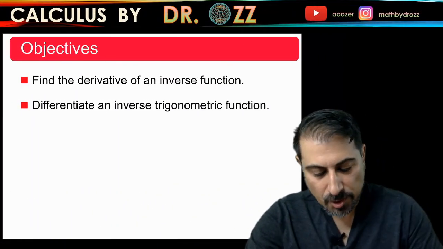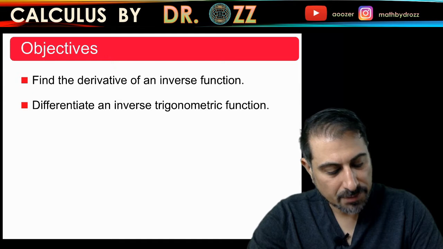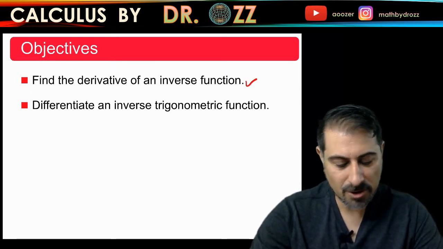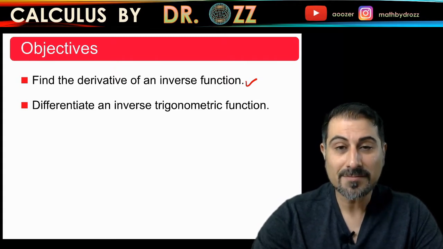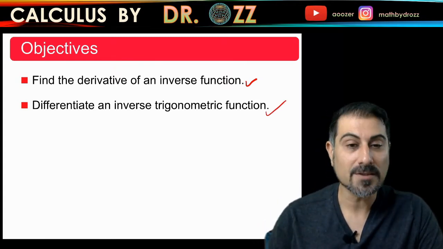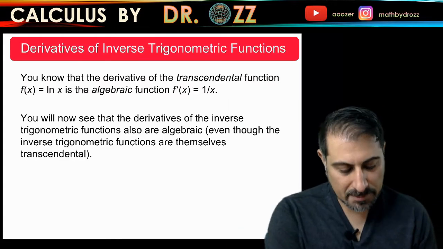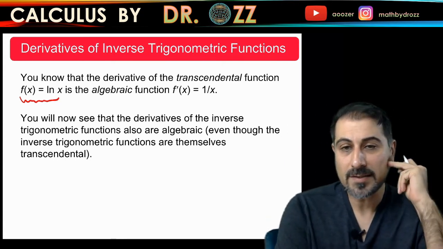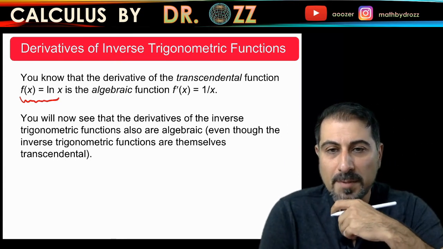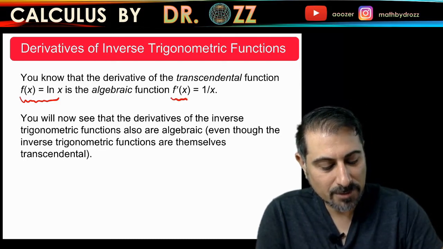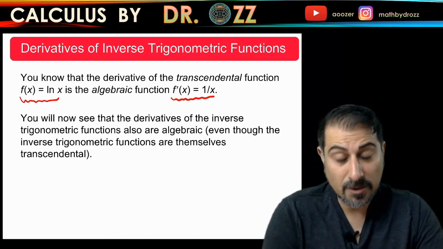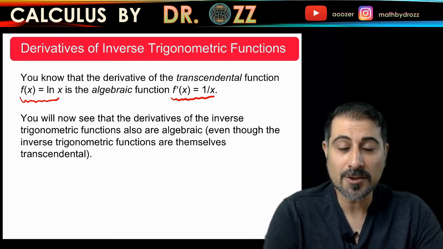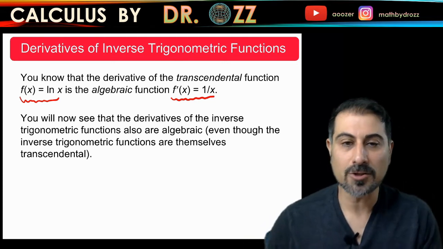Alright, in the first video we talked about how we find the derivatives of an inverse function by either using the formula or implicit differentiation. Now we're going to talk about how we can differentiate inverse trig functions. Here, one quick observation is that when we start with f of x equals ln x, it is a logarithmic function, but it turns out that its derivative is an algebraic function. And that's an interesting observation because the same thing happens for inverse trig functions, because their derivatives are algebraic.